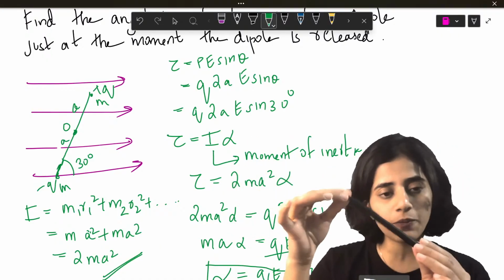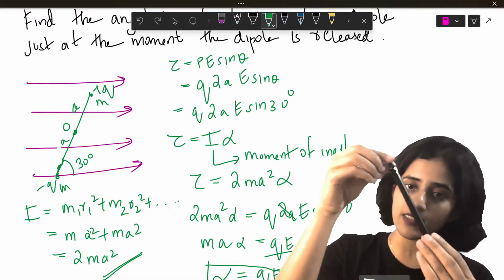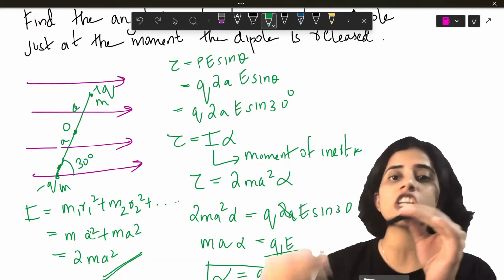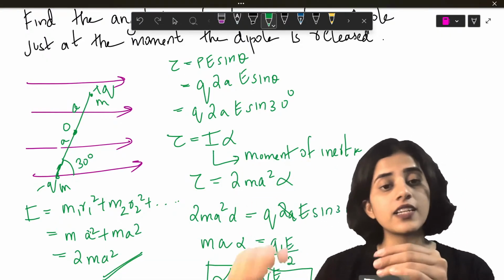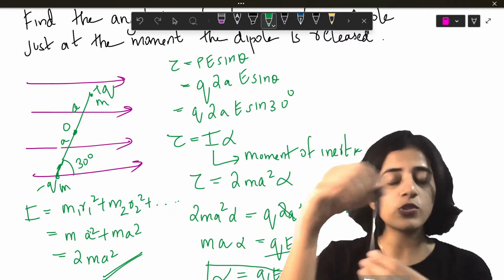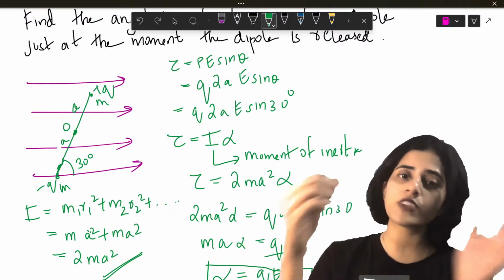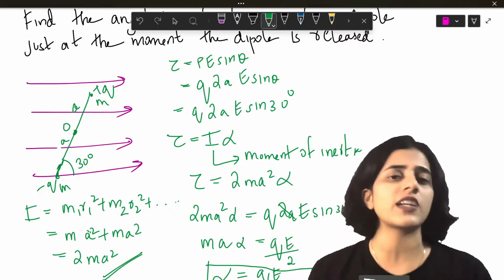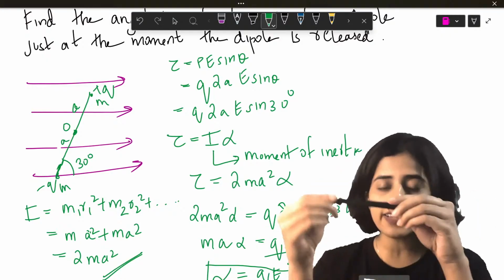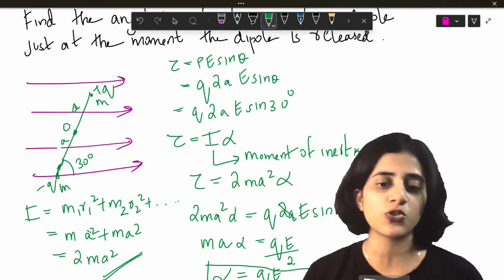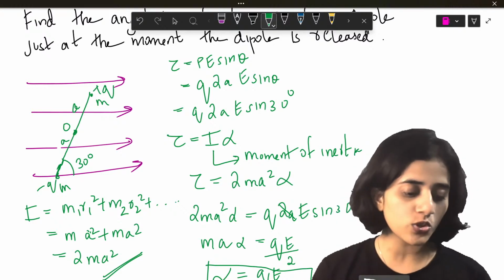But after some time, what happens? This angle keeps on changing. It's no longer 30, it might decrease or increase depending on how the dipole moves. So after some time, to find out the acceleration, you need to use another step. But immediately when the dipole is released, the acceleration is going to be equal to QE by 2ma.